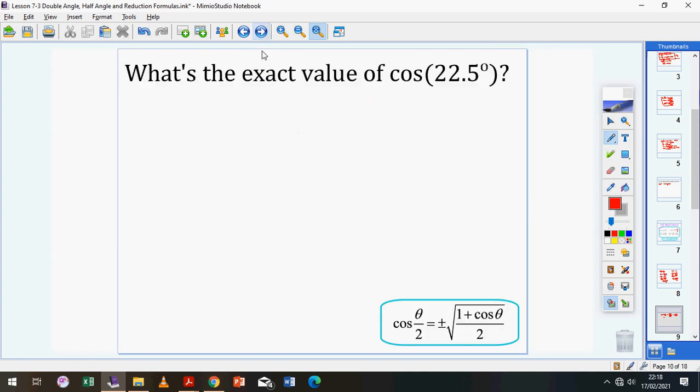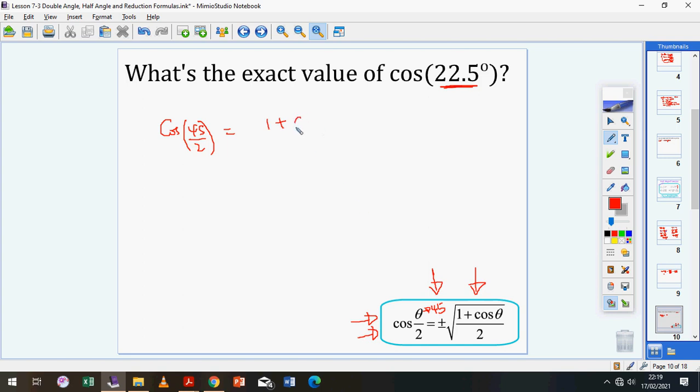Okay, application. What's the exact value of cosine 22.5? I hope you can see that 22.5 is half of 45. So 45 over 2 is the same as 22.5. I'm going to use the half angle formula for cosine. According to this formula, my theta is whatever is on top, so my theta is 45 degrees. I'm going to substitute: 1 plus cosine of 45, all divided by 2, take square root.